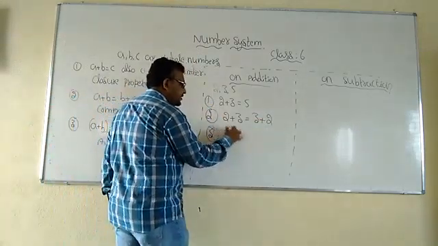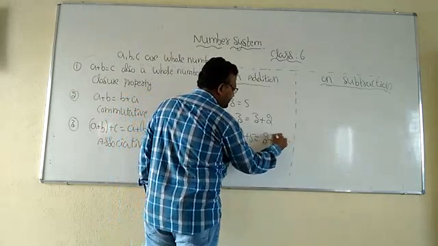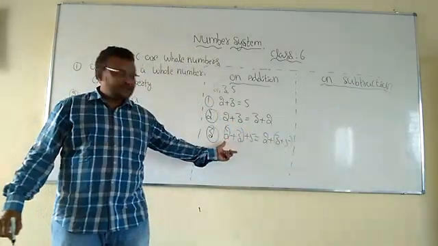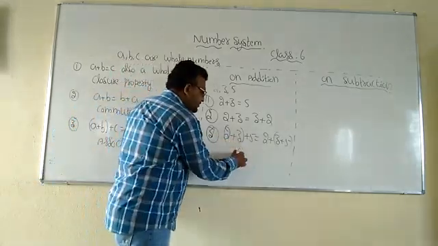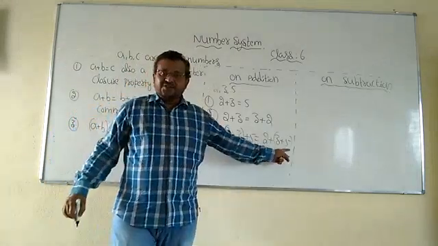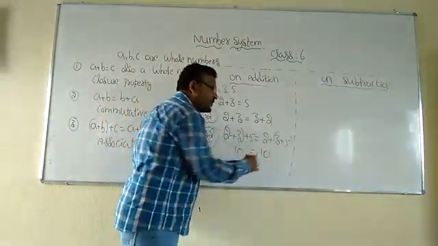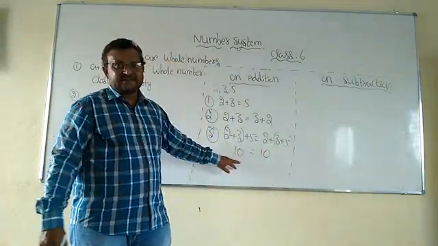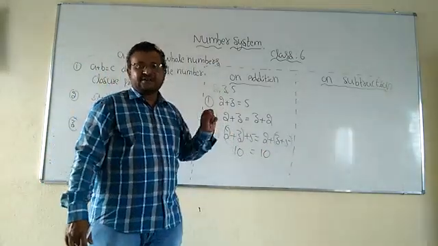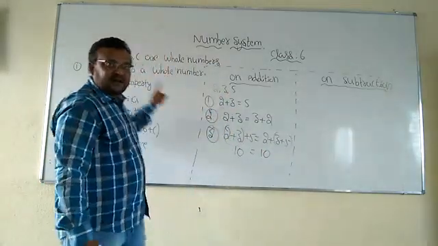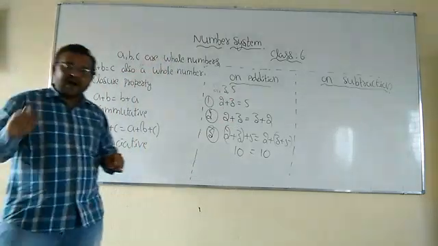2 plus 3 plus 5 is equal to 2 plus 3 plus 5. First, add the first two, that means 2 plus 3 is 5, 5 plus 5 is 10. Here, add the last two, 3 plus 5 is 8, 8 plus 2 is 10. However you add, the result will be the same. This is the associative property. So we can say under addition, all these three, closure, commutative, associative, are true.